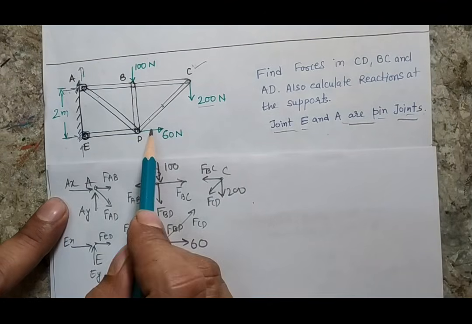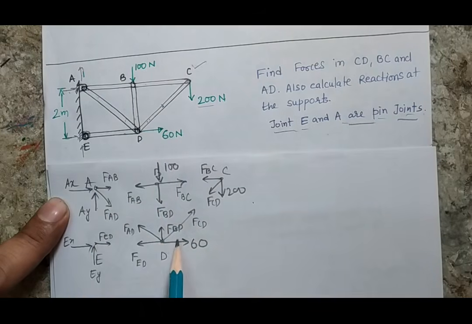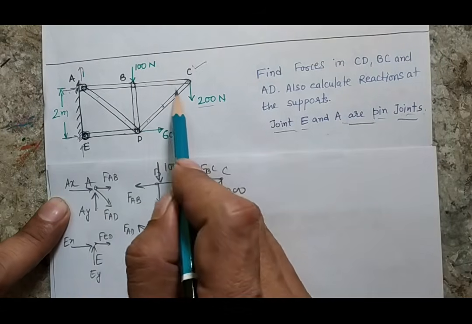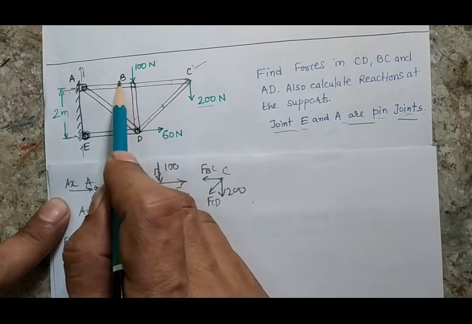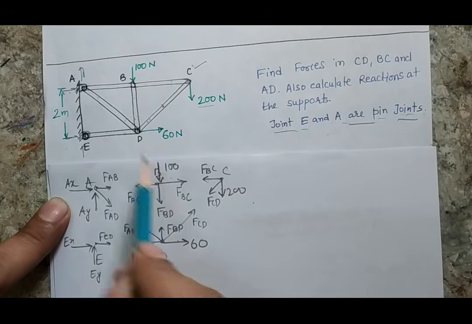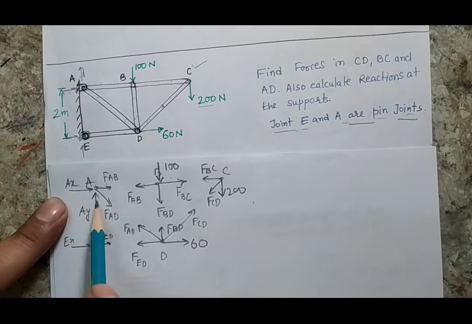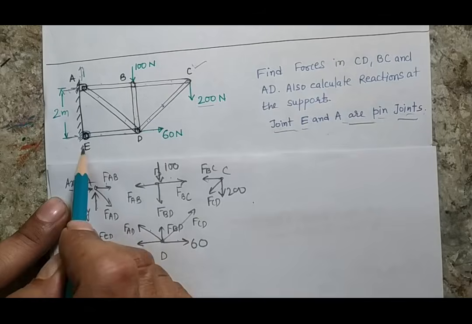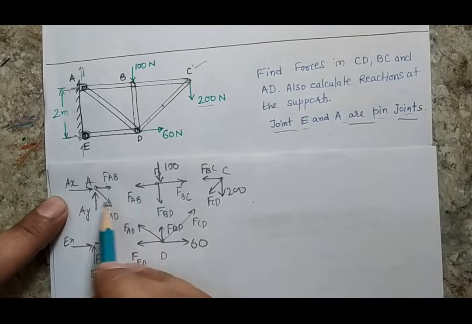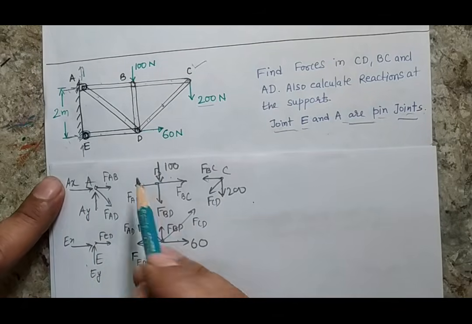If you see here, there will be 1 2 3 4 5, 1 2 3 4 5, here 1 2 3, 1 2 3, 1 2 3 and 4, 1 2 3 and 4, and 2 reactions. So 1 2 3 4. Here also I have 1 2 3.